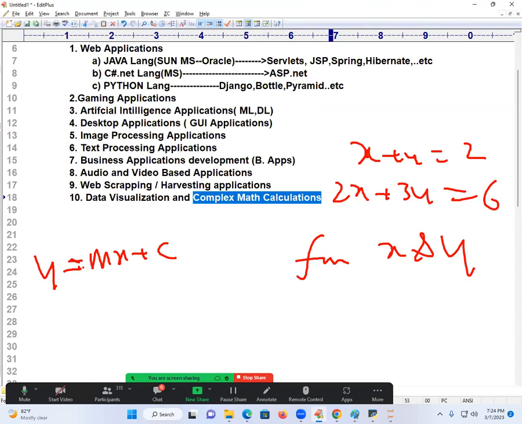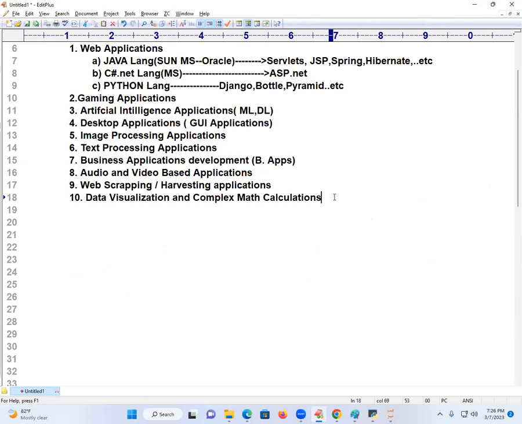A subject should always be learned practically. Don't learn academically. This is my advice. Such types of things, I'll write 2 lines. Complex mathematical calculations can be easily performed in which language? Python language, because it provides a lot of modules for it.